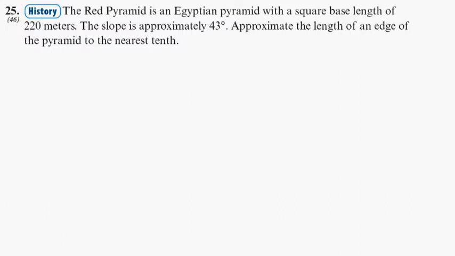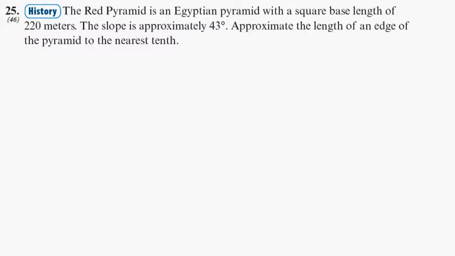Okay, it says the red pyramid is an Egyptian pyramid with a square base length of 220 meters. The slope is approximately 43 degrees. Approximate the length of an edge of the pyramid to the nearest tenth.